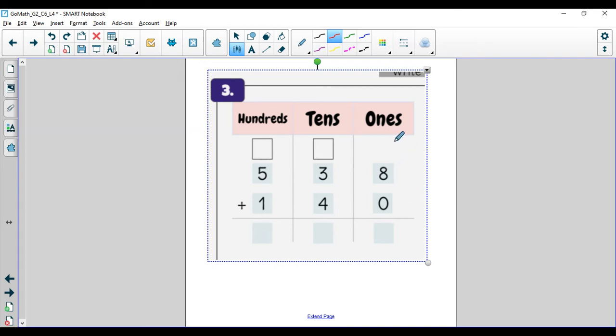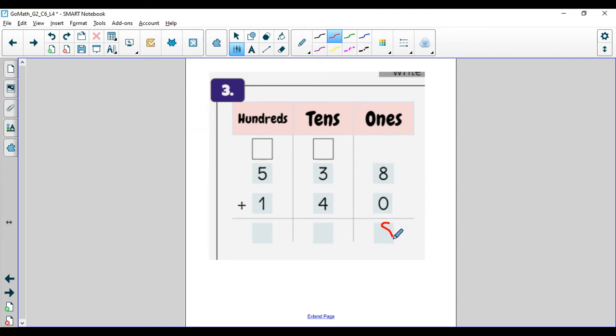Welcome back, friends. Let's take a look at our problem. We see 538 plus 140. We always start in our ones. So in our ones column, we see 8 plus 0. So we know the sum is 8. So now we go to our tens column. 3 plus 4 equals 7. Then we go to our hundreds. 5 plus 1, which equals 6.